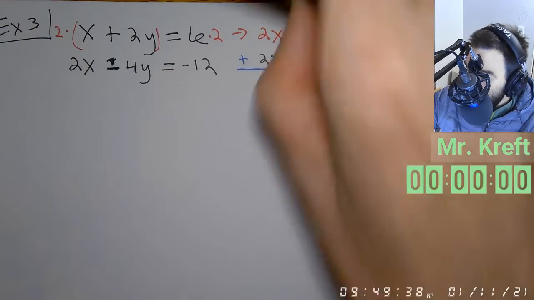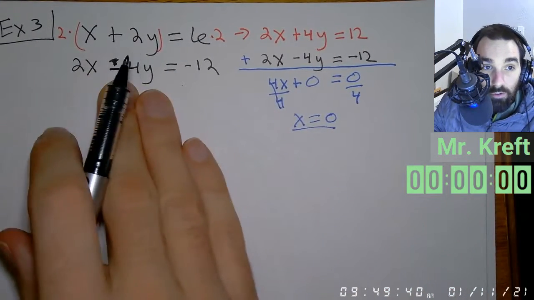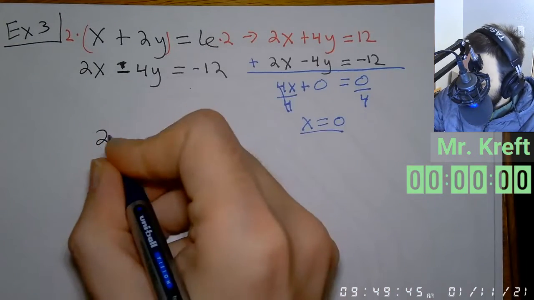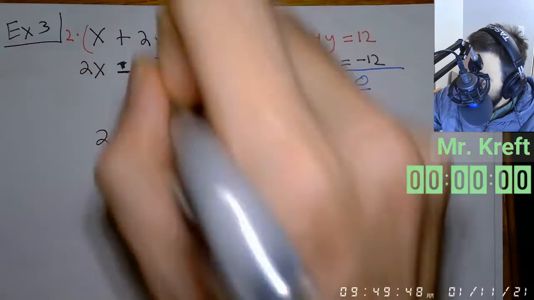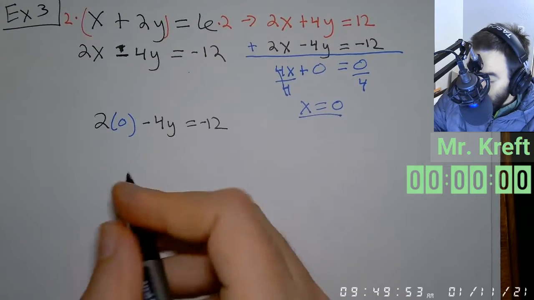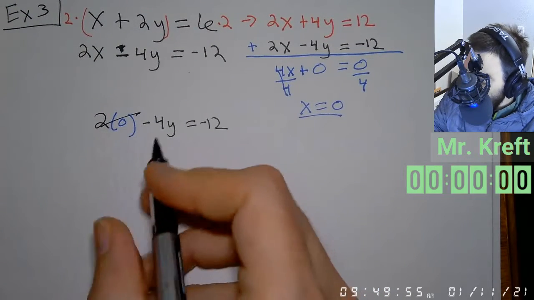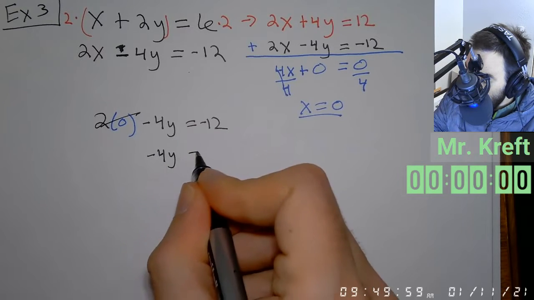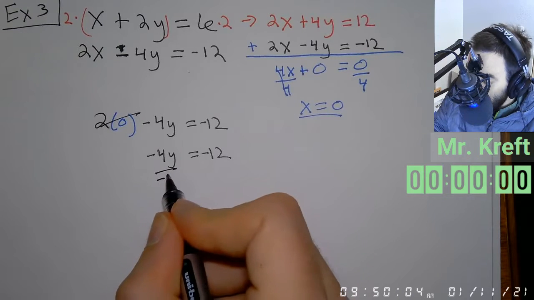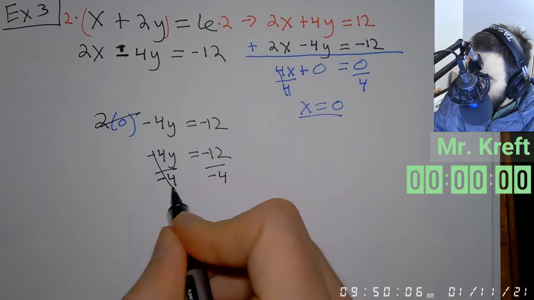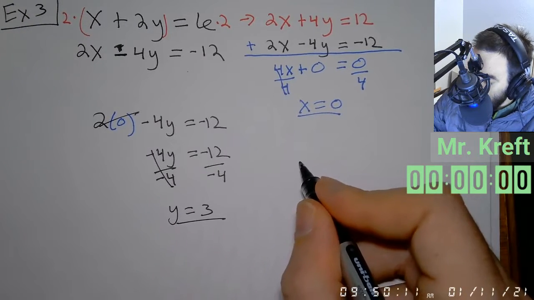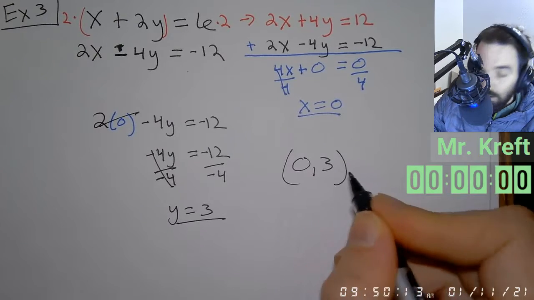So then, to finish this off, I'm going to plug this back into the bottom equation, since I haven't used the bottom yet. So I'm going to have 2 times my 0, and then minus 4y equals -12. So 2 times 0 is 0, so I just get -4y equals -12. So I divide both sides by -4, and I'm going to get y equals +3. So my answer is (0, 3).